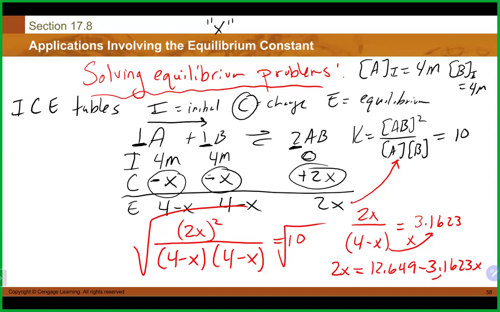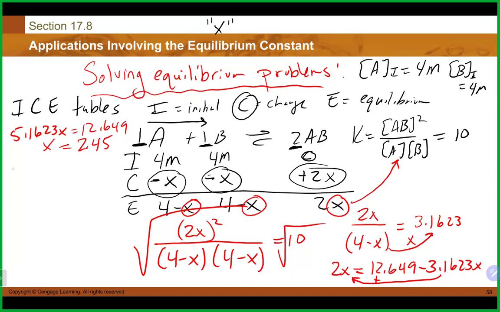We want to combine our x's, so I'm going to add this guy to the other side, and that would get me 5.1623x equals 12.649. We're going to divide it out. So I divide my 12 and change by 5.1623. Going to give us a 2.45 as our x value. So in this particular case, that is the x value that we see all through our table here. And that's going to allow us to get to the concentrations that everybody has at equilibrium.